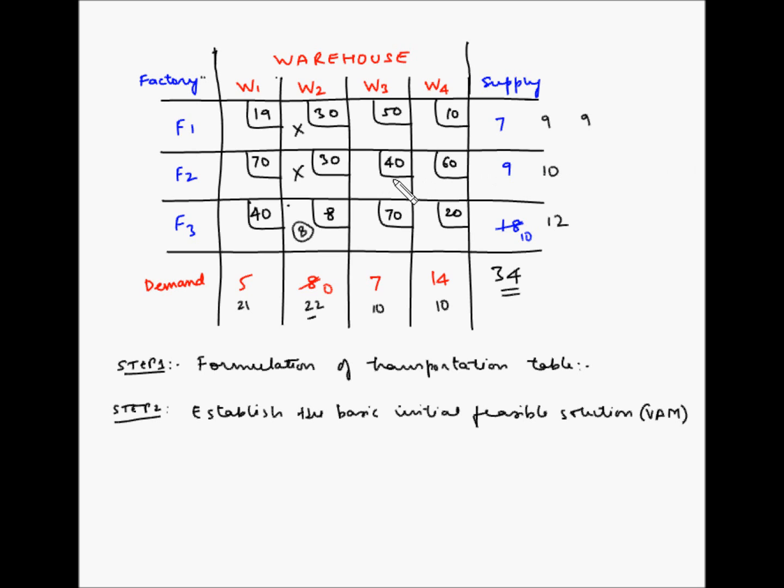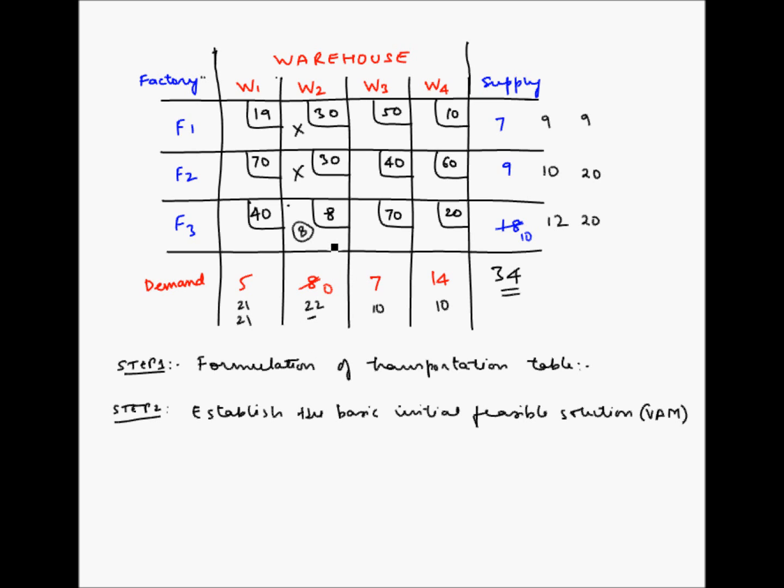For the second row, lowest is now 40 and the next lowest is 60. So the difference is 20. For the third row, the lowest is 20 and the next lowest is 40. So the difference is 20. In case of columns, for the first column, the lowest is 19 and the next lowest is 40. So the difference is again 21.